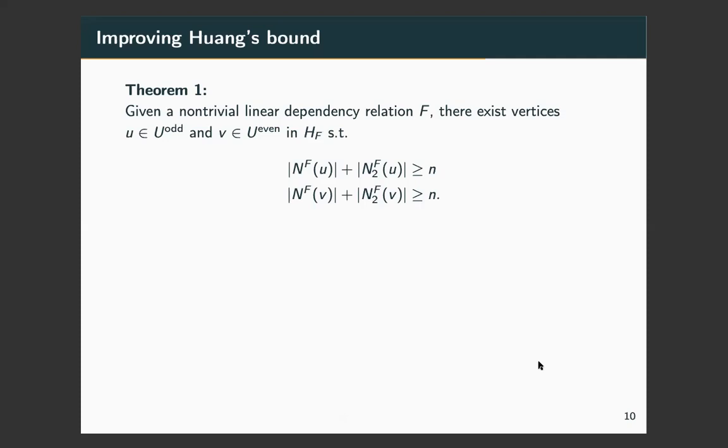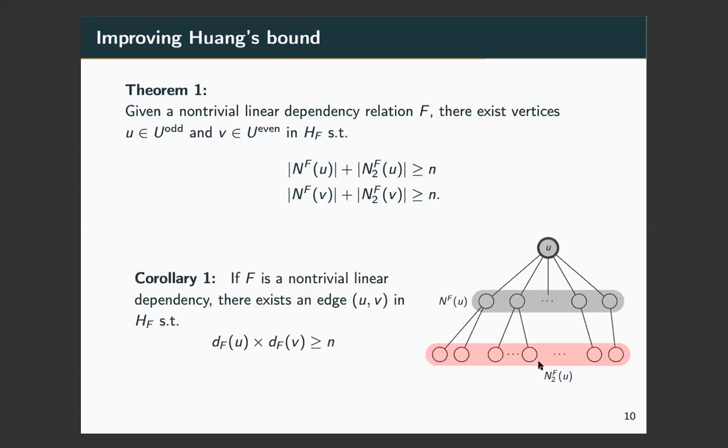The main theorem we have is the following. Given a non-trivial linear dependency relation F, there exists an odd vertex u and an even vertex v in the subgraph H_F corresponding to this linear dependency, such that the number of neighbors of this vertex plus the number of distance-2 neighbors with a unique path to it is at least n. This holds for both u and v.